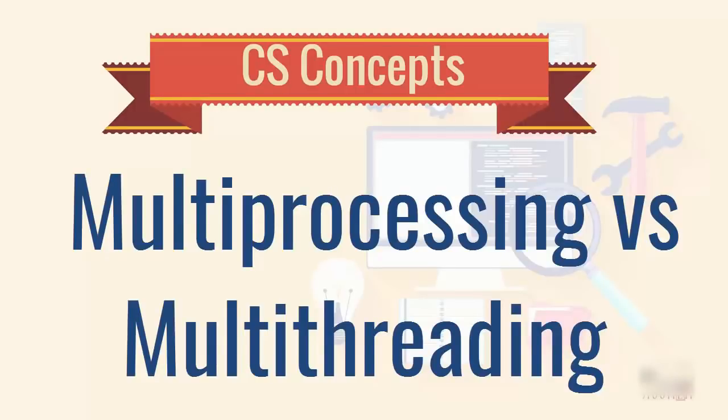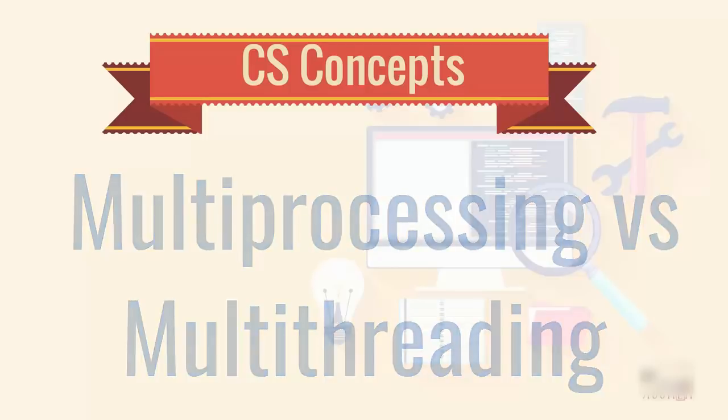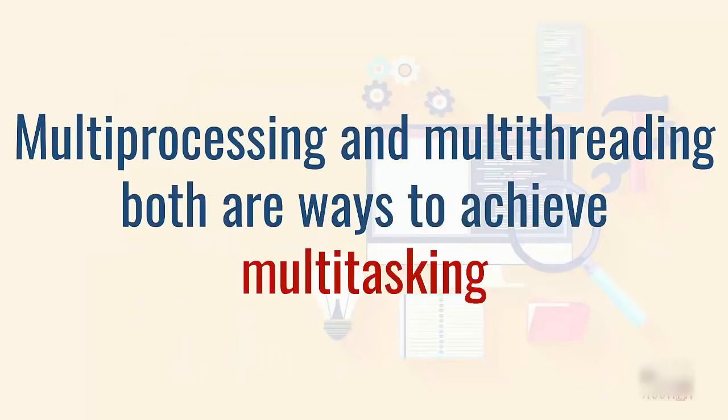In this computer science concepts tutorial, we are going to see the difference between multiprocessing and multithreading. Both of these are ways to achieve multitasking. Now, what is multitasking? When you are doing multiple tasks at the same time, it is called multitasking.